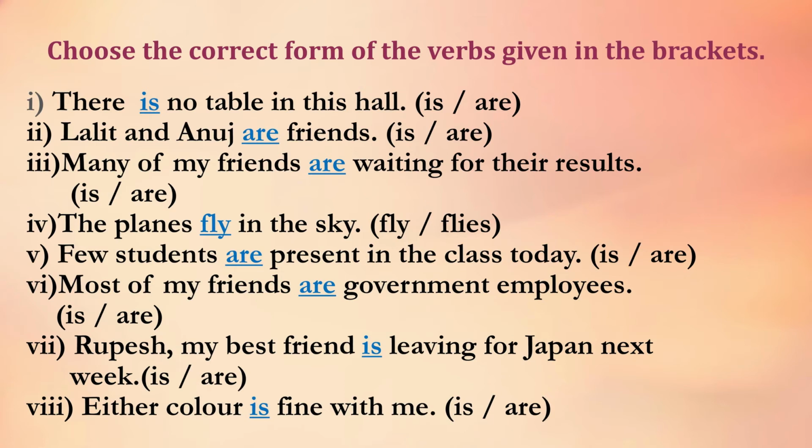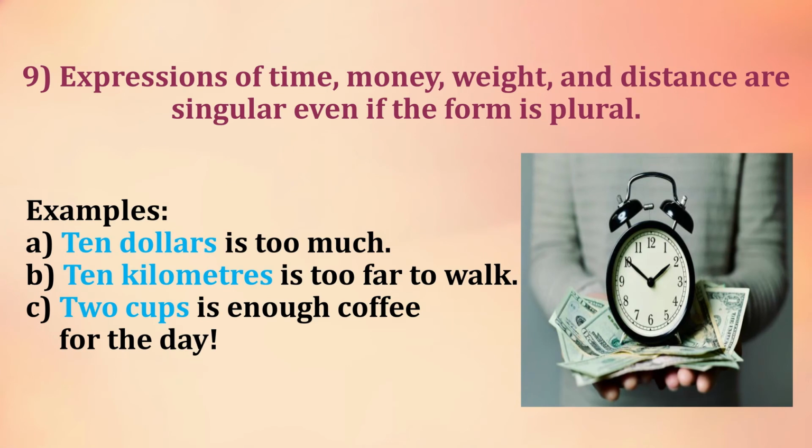Okay, let's move to the next slide, number 9. Expressions of time, money, weight and distance are singular even if the form is plural. For example, $10 is too much. So when we are talking about money, time and measurement, then we will use a singular verb if the focus of your sentence is a total amount.